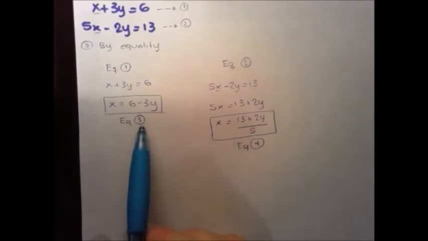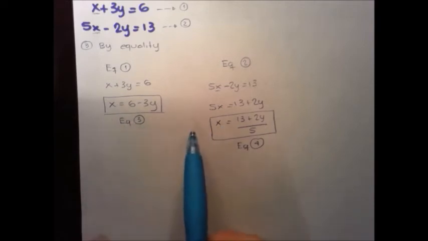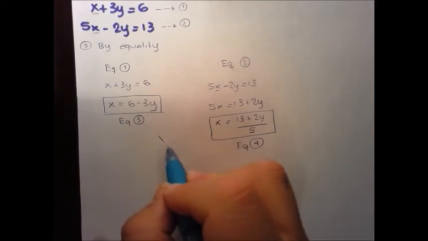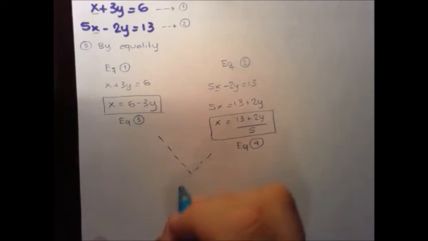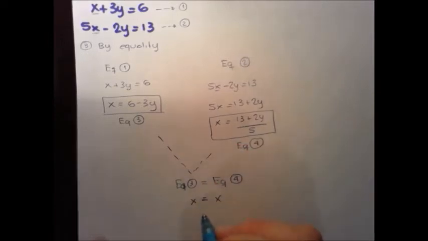As you can see, equation number 3 and equation number 4 both have the variable x cleared. So this x and this x are going to be the same, and that's why I'm going to join them together. I'm going to say that equation number 3 is going to be equal to equation number 4. Why? Because the x of equation number 3 should be the same as the x of equation number 4, but instead of writing x, I'm going to write its equivalents. So it's going to be 6 minus 3y equal to 13 plus 2y over 5.